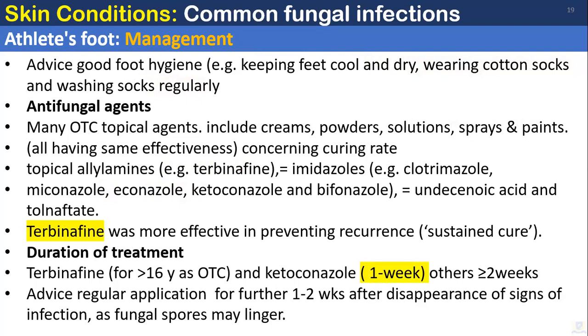All have the same effectiveness concerning the cure rate. There are many types of antifungal agent, like allylamine, like terbinafine; imidazole derivatives like clotrimazole, miconazole, econazole, ketoconazole, and bifonazole; and amorolfine, like tolnaftate. All have the same efficiency for eradication of fungi, and they have the same curing rate. But terbinafine is more effective in preventing recurrence. That means terbinafine has more sustained cure.